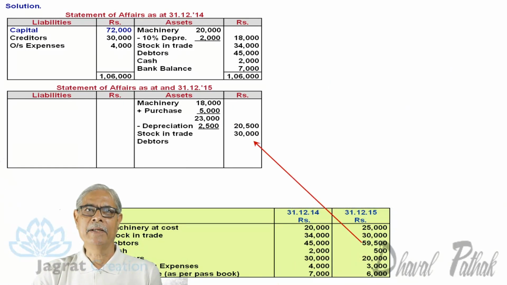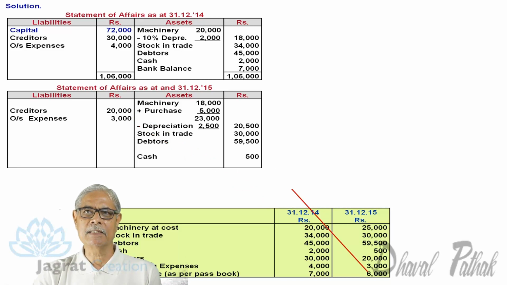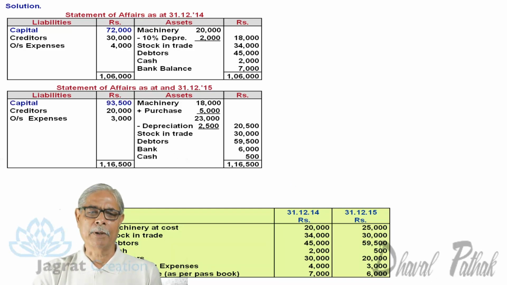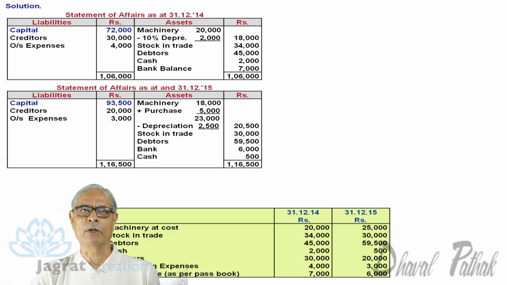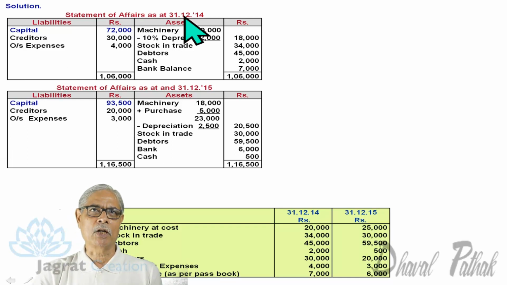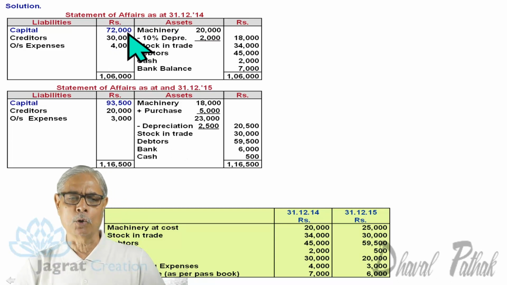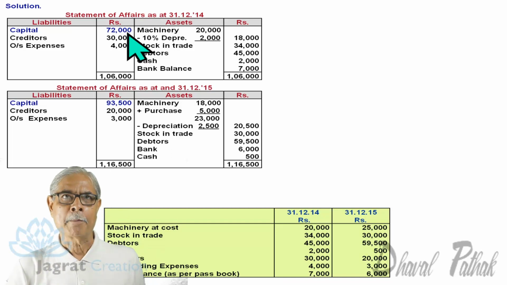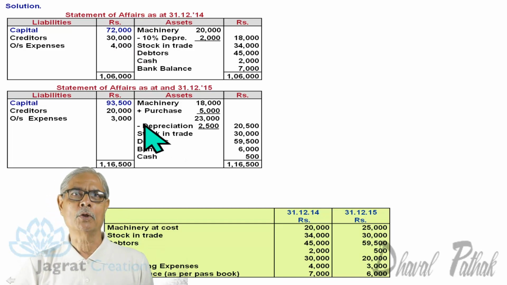Stock in trade, debtors on the asset side, cash in hand, creditors. Then comes outstanding expense, balance as per passbook. Total of asset side minus total of liability side, so you'll get a capital of 93,500. As you know, the business was started on 1st of January 2014. This is a statement of affairs prepared on 31st of December 2014. So this is the capital as on 31st of December 2014. So this capital is the closing capital for the year 2014. But the same capital is the opening capital for 2015.